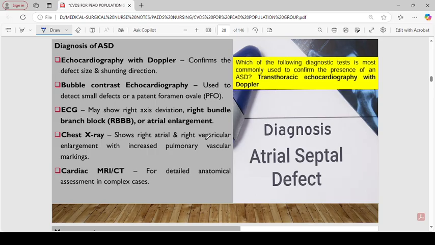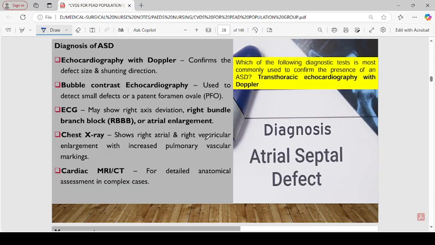So what are the diagnoses? How do you diagnose atrial septal defect? Someone asked, which one of the following diagnostic tests is the most commonly used to confirm the presence of an atrial septal defect? Well, the answer should be transthoracic echocardiography with Doppler, which confirms the defect size and shunting direction. We also have bubble contrast echocardiography, which is used to detect small defects or patent foramen ovale.